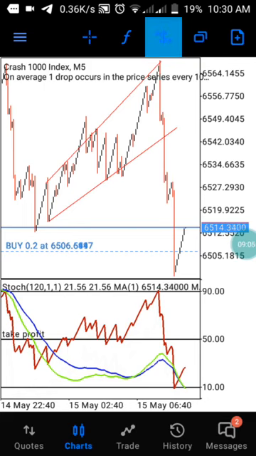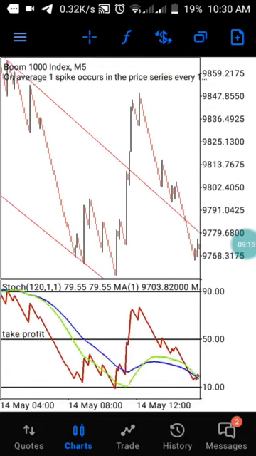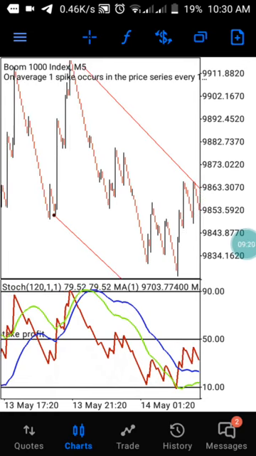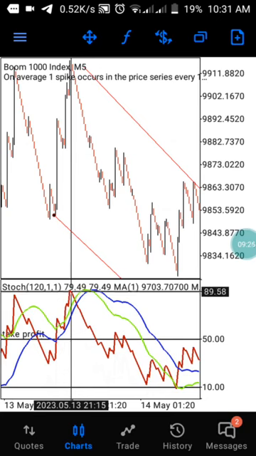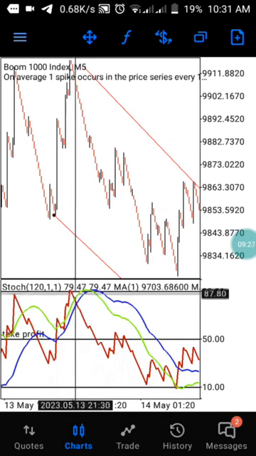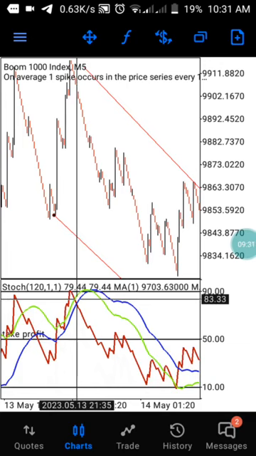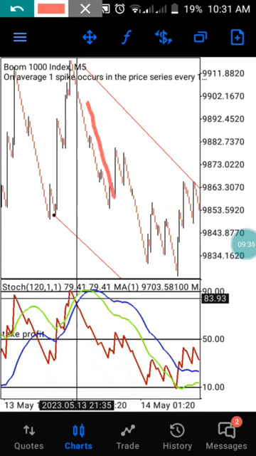The same thing also works on Boom 1000. The only thing you need to identify on Boom 1000 is your upper zone, which is the 90 level. Anytime you have your oscillator on the 90 level, and you have your two moving averages crossing the red 9, this is the right time for you to enter the market. So you have the ability to trade down the market in a very large way.